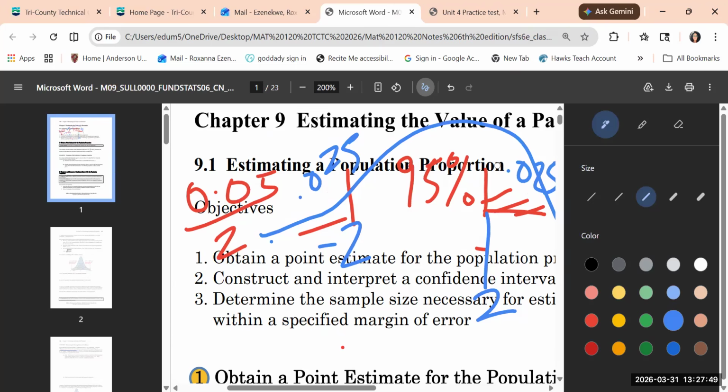I already know that. I want to confirm that the area to the left of 0.025 gives me -2. Okay. And so I'll get my calculator.